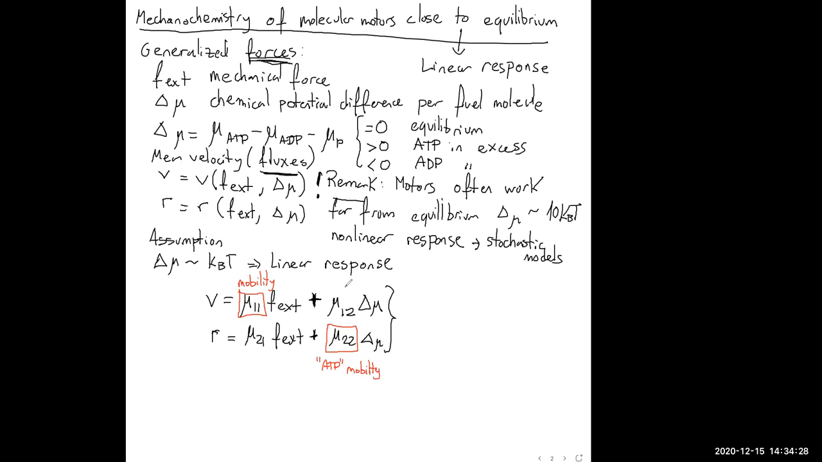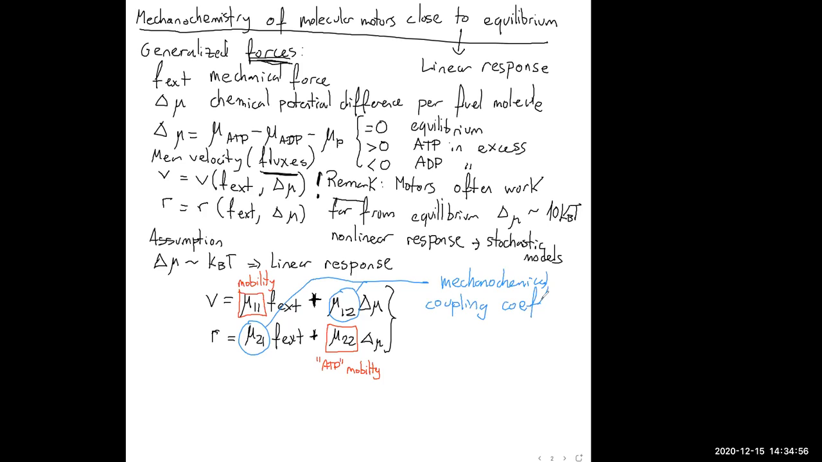And then there are these two parameters that I will mark now in blue, which are the mechanochemical coupling coefficients. These two are the mechanochemical coupling coefficients.